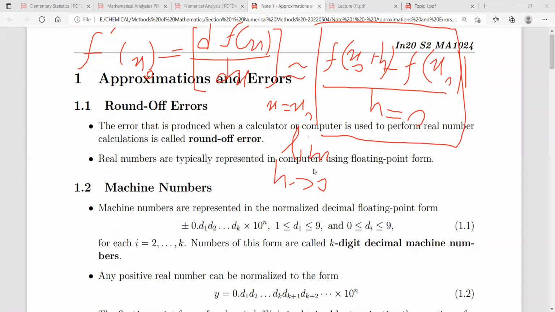For d₁, we have a range between 1 and 9. d₁ must be 1 to 9, and all the other digits d₂ up to dₖ can be from 0 to 9. d₁ cannot be 0.